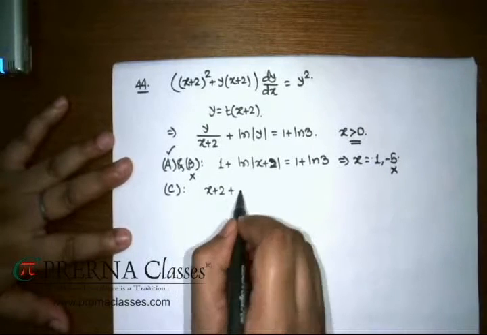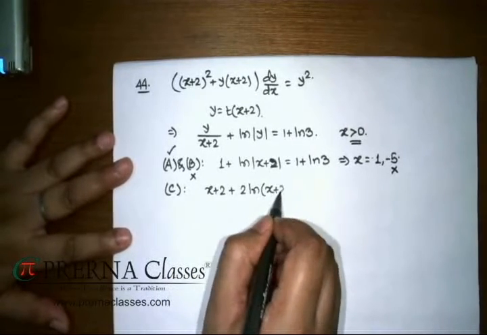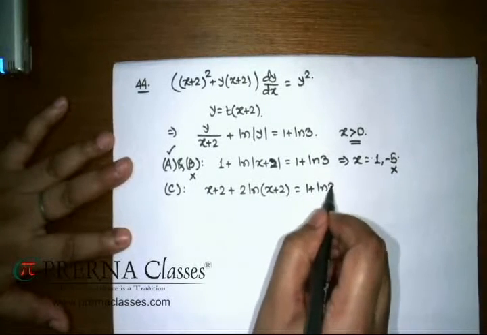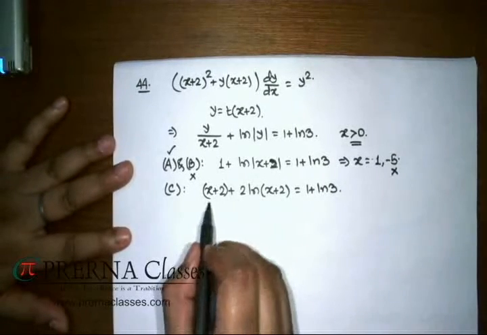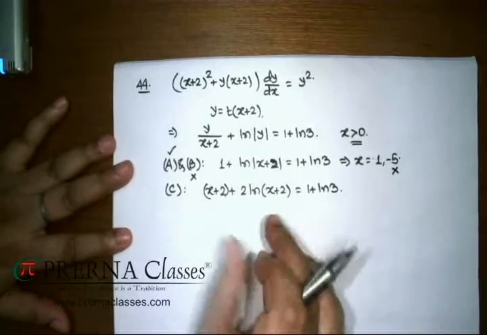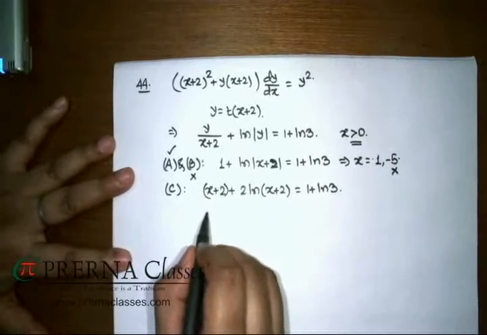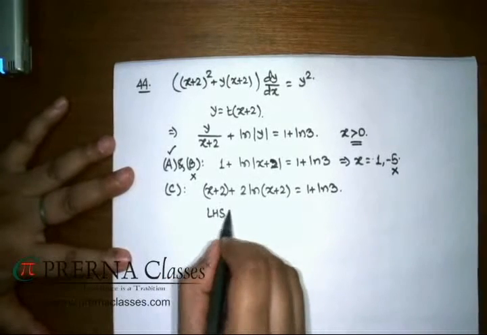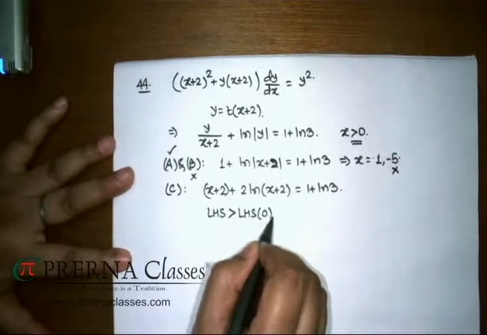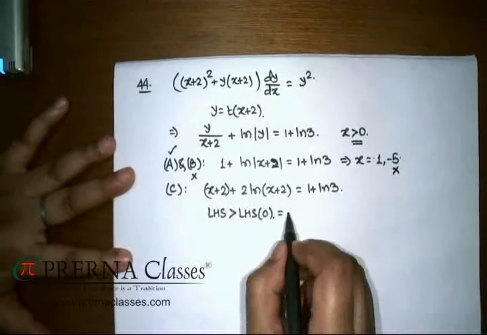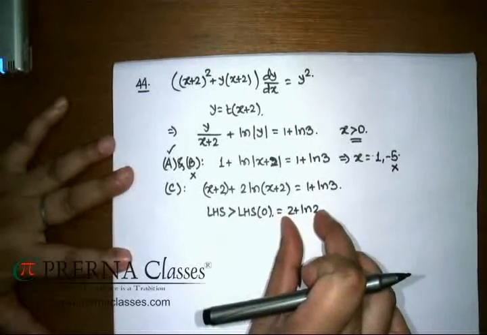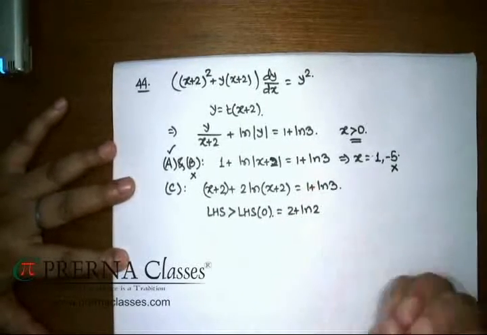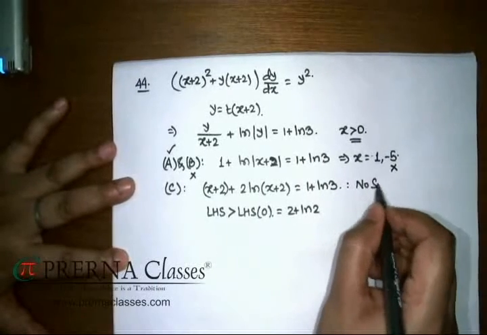For C, if I substitute y as x plus 2 in this equation, you can check that this equation turns out to be this much. If you look at the left hand side, since x is positive, its derivative is clearly positive, so this function is strictly increasing. For x greater than 0, I can claim the left hand side is always going to be more than the left hand side evaluated at 0, which turns out to be 2 plus ln 2, which is clearly greater than this number. Since the left hand side is greater than this number, which is greater than the right hand side, this equation cannot have any solution.